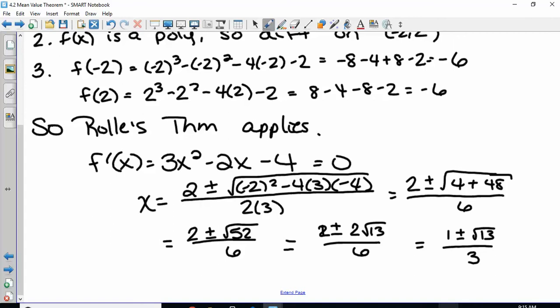So if you wanted to confirm that, we could put it in the calculator and get the decimals. 1 plus radical 13 divided by 3 is like a 1.535, so that's in the interval. When you do the minus, you get a negative 0.869, so both of those do fall in our interval. So this time there were 2 places where the derivative would be 0.